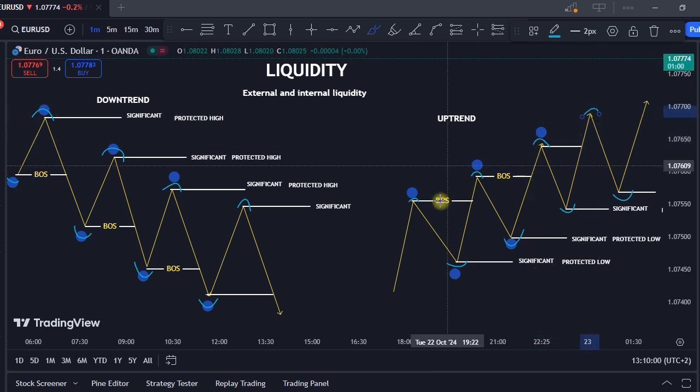So these highs also draw in some liquidity. The market wants to take out these highs and then push to the downside, take out the high, reverse to the downside, take out the high, and then reverse to the downside. So that's the concept of external and internal liquidity.